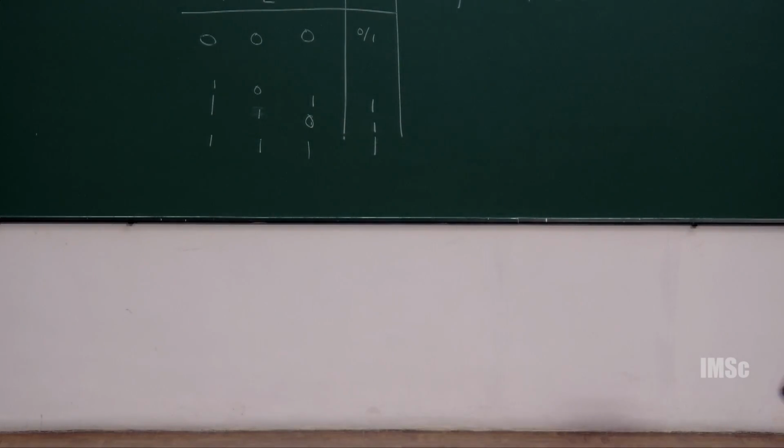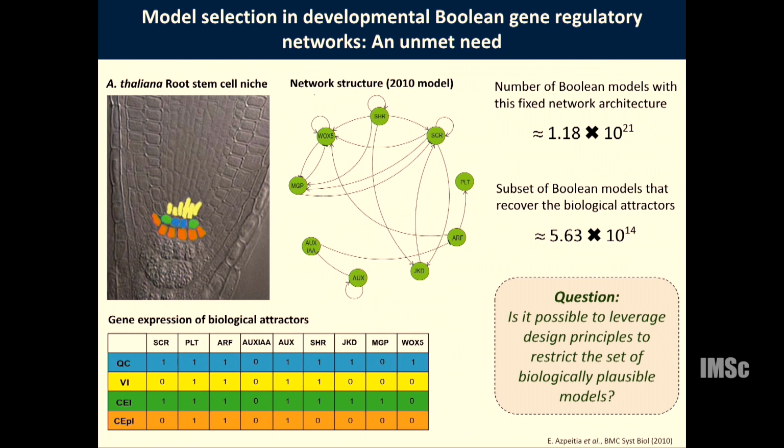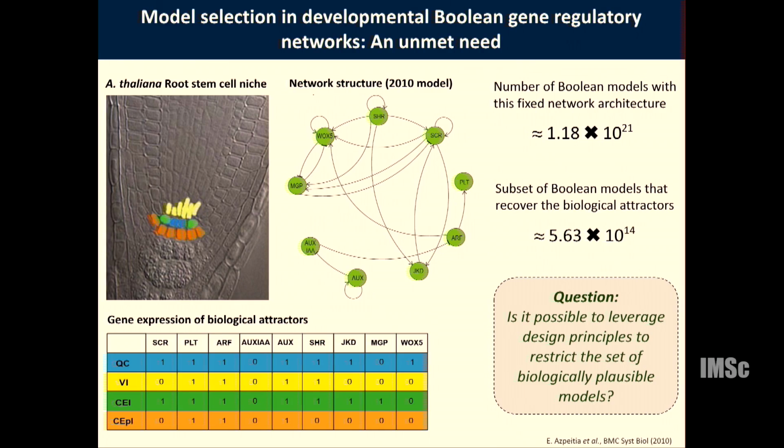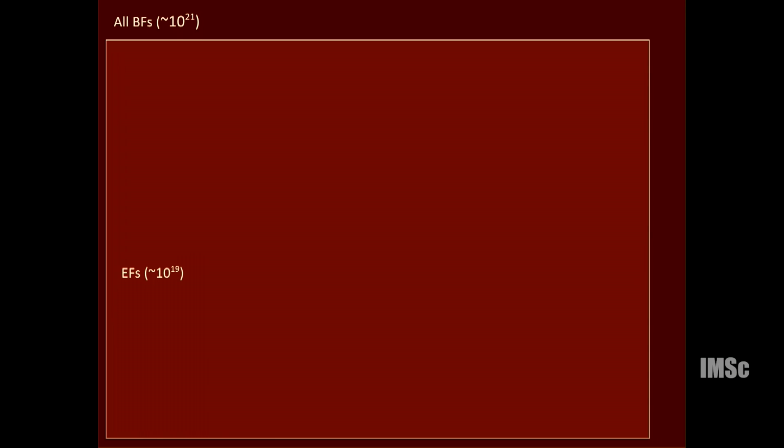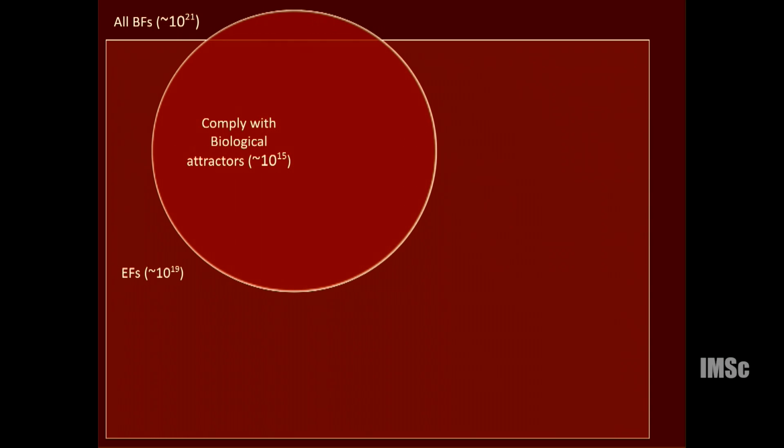So the first question we ask is, can we leverage the design principles, that is the overrepresentation of certain classes of functions, to restrict the space of possibilities of the biologically plausible models? I'll try to give a schematic illustration of how this space will go. Let's look at the subspace of all realistic Arabidopsis thaliana root stem cell Boolean models using biologically meaningful regulatory rules. I will keep the structure fixed, but limit myself to the different types of functions. Remember, the model also gives you the positive and negative regulation of each edge. So all functions: 10 to the power 21. But if I limit to only effective functions, then I can go down to 10 to the power 19. If now I say I want the 4 attractors to be given by each of the model combinations, then I come down to 5.63 times 10 to the power 14, which is close to 10 to the power 15.